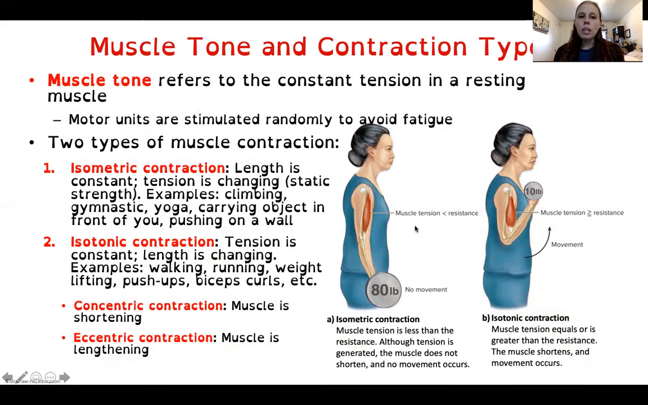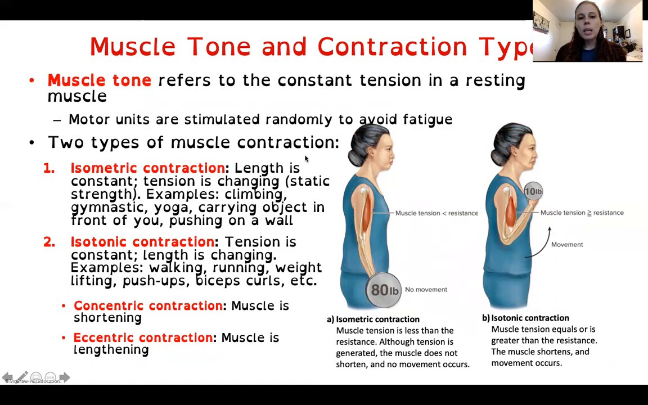The muscle tone is the constant tension that is present even in a resting muscle. So motor units are usually stimulated even if you're not moving that particular muscle, if you're not contracting, to avoid fatigue. But there's always a muscle tone. There's always some muscle fibers that are contracted in that muscle.